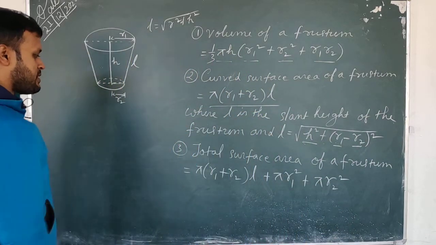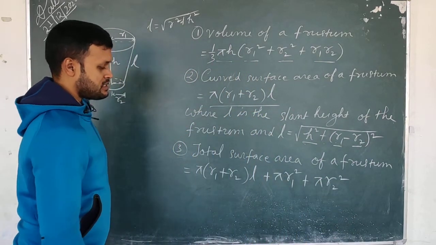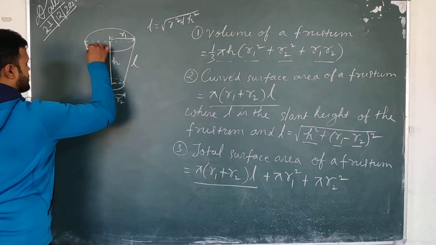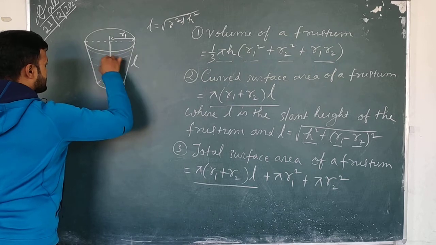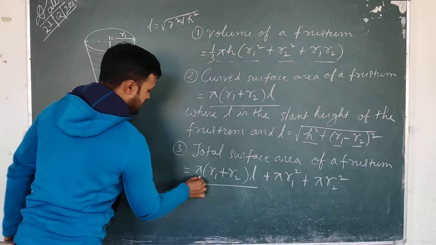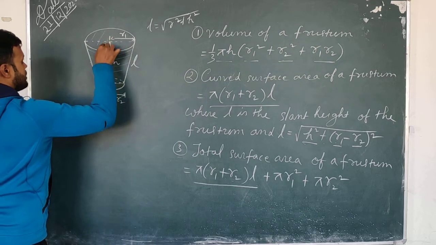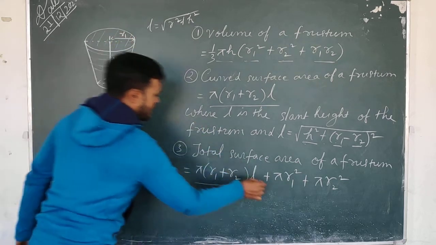And total surface area of the frustum. Total surface area of the frustum is, this is the curved surface area. This surface area is pi (r1 plus r2) l. And what will be the area of the upper circle? The area of the upper circle will be pi r1 square.